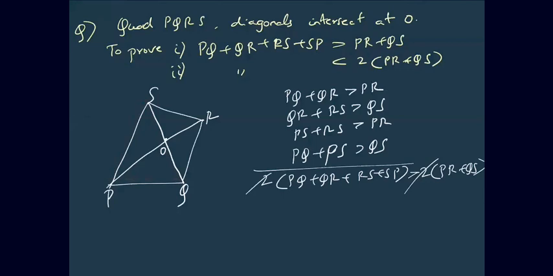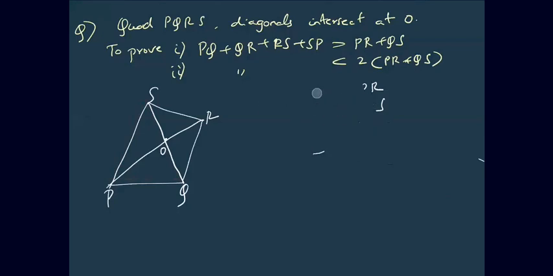Okay, fine. So now let us discuss the second inequality, how to prove this second inequality. To prove this second inequality, I need to take the help of this point O. So I'll be considering these small triangles ORQ, ORS, OPS, and triangle OPQ, and then I'll be using the triangle law.